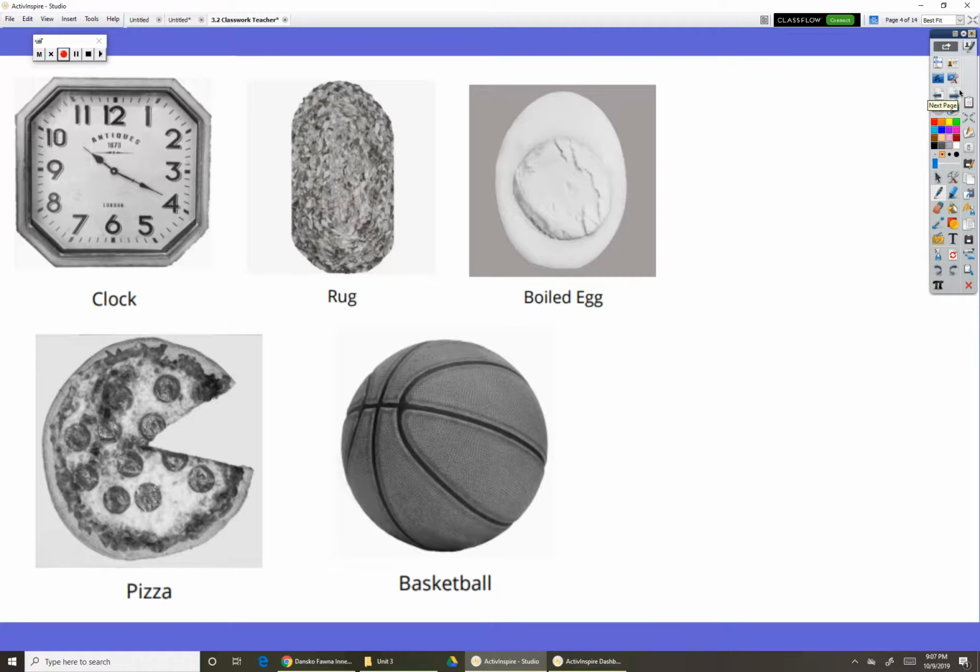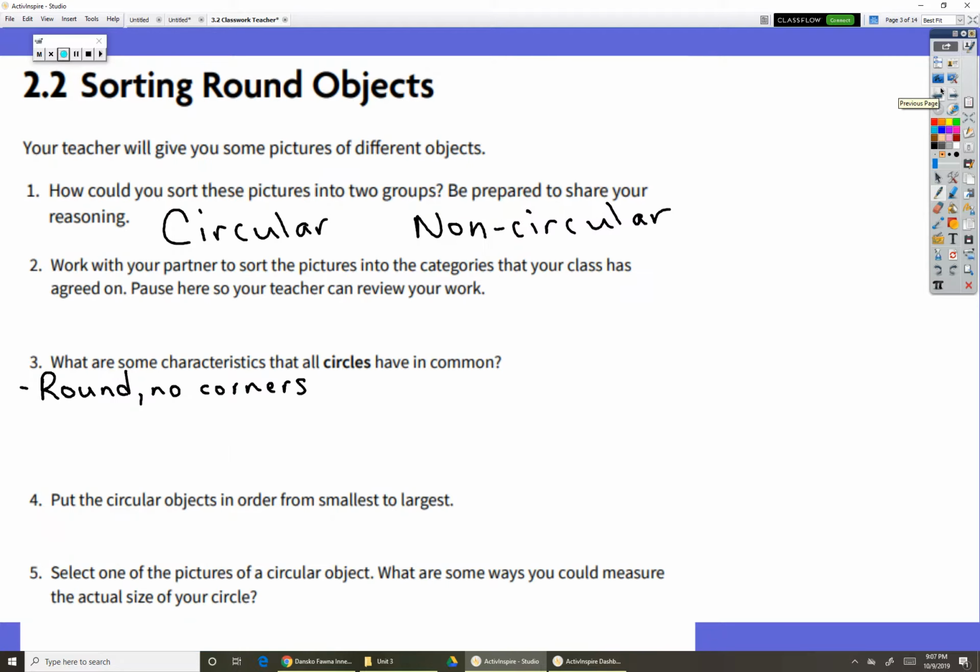Let's take a look now at the rug. The rug is also something that you should have put in your non-circular category. And the rug has a few problems. The rug has straight sides, and the rug is taller than it is wide. So another characteristic of a circle is that it can't have any straight sides. So no straight sides.